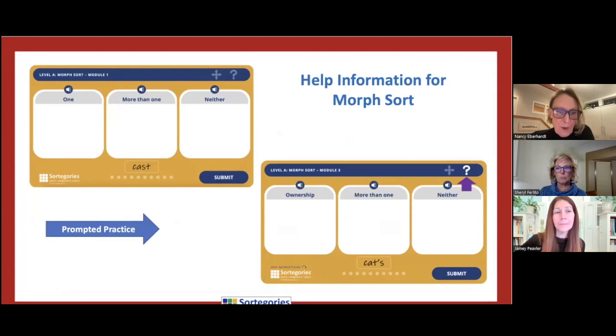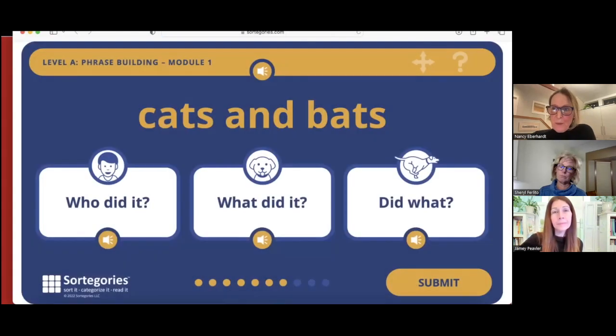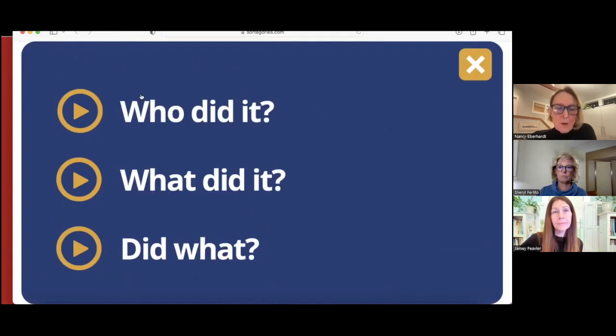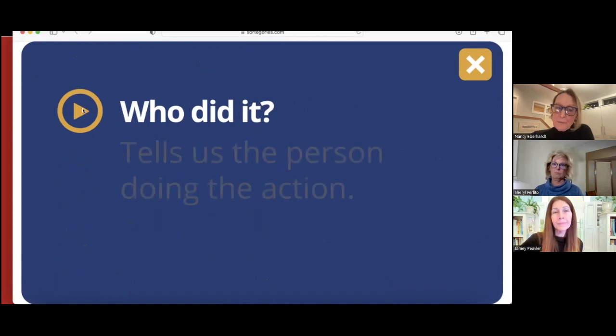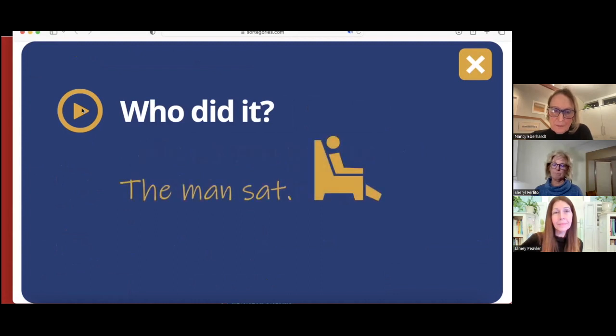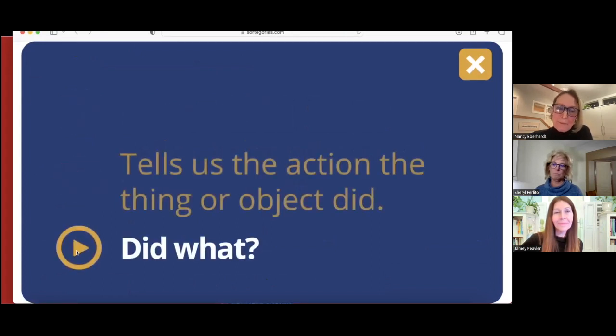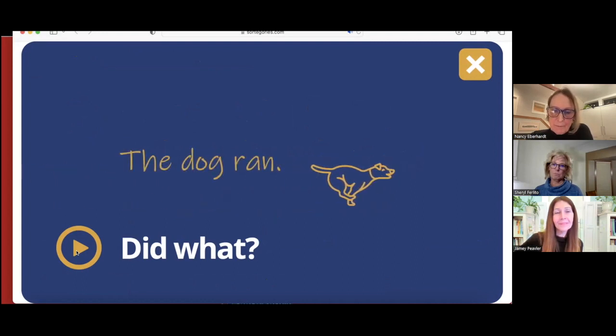And then within the phrase building, we also have built-in help because of these questions. And let's see which one of these gives us. Here we go. So, for example, we click. Who did it tells us the person doing the action. The man sat. Who sat? The man. In contrast, did what? Did what tells us the action the thing or object did. The dog ran. Did what? It ran.